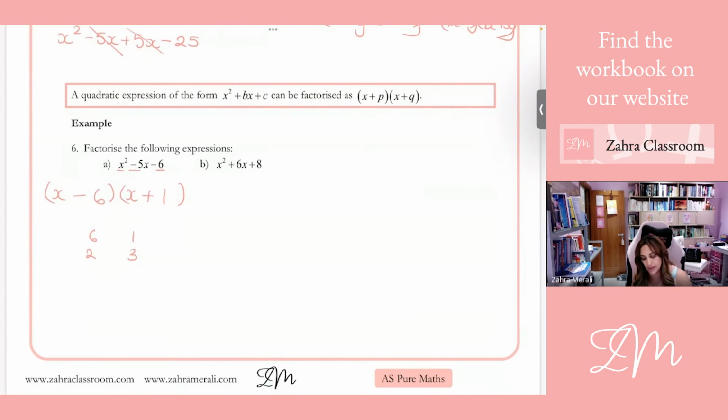All right, so do that again. X and x. I've got 8. I've got 8 and 1, 2 and 4. How can I get 6? Well, if you can see, it's just 4 plus 2. So plus 2 and plus 4. Okay.